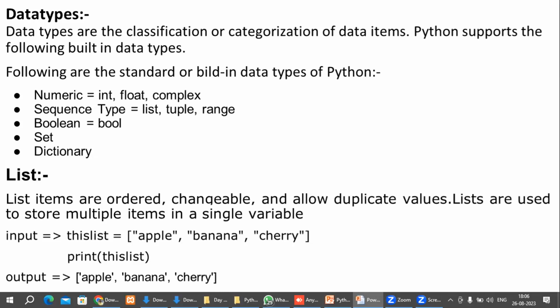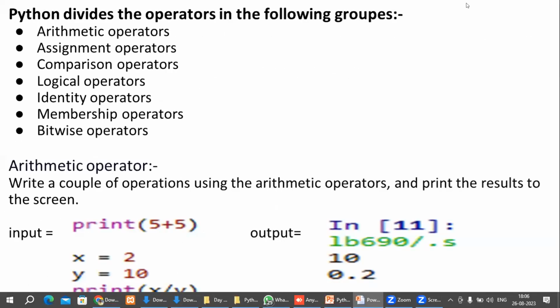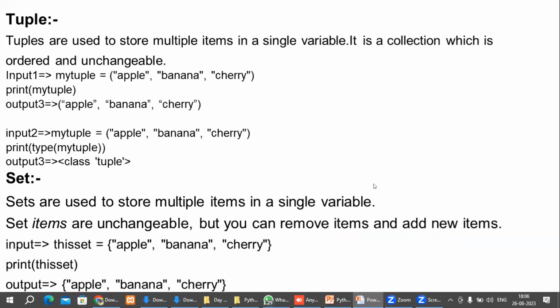So how will you pass the multiple values? Here the list is enclosed in a big bracket. Multiple values in double quotes, comma separated, we are giving: apple, banana and cherry. All three values will be stored in this list. If you print this list, all the values will get printed.